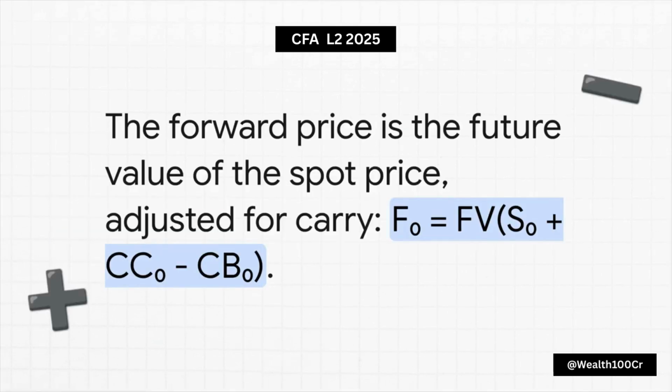And what's great is that our formula handles this perfectly. The forward price is now just the future value of an adjusted spot price. We start with the spot price S0, we add the present value of all those costs, and we subtract the present value of all those benefits. Then we just find the future value of that whole package. That's our new no arbitrage forward price.